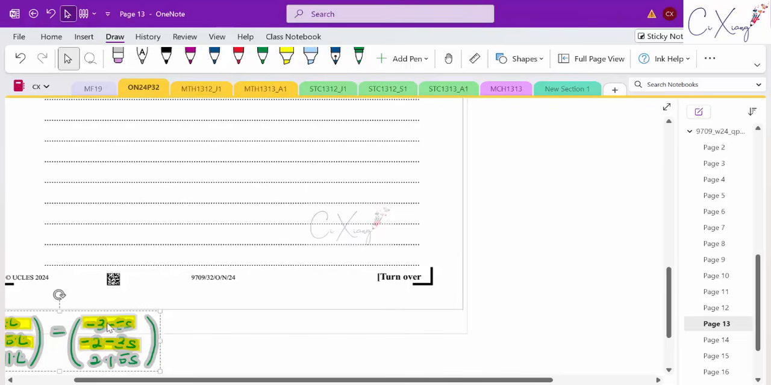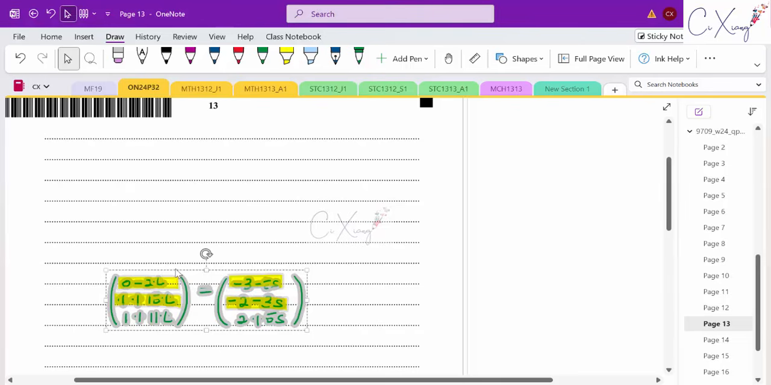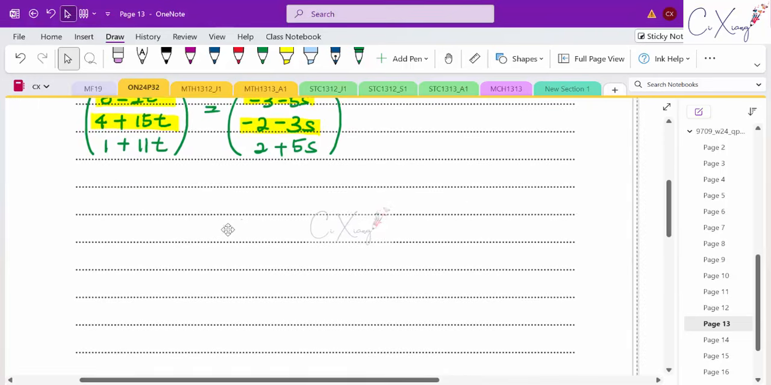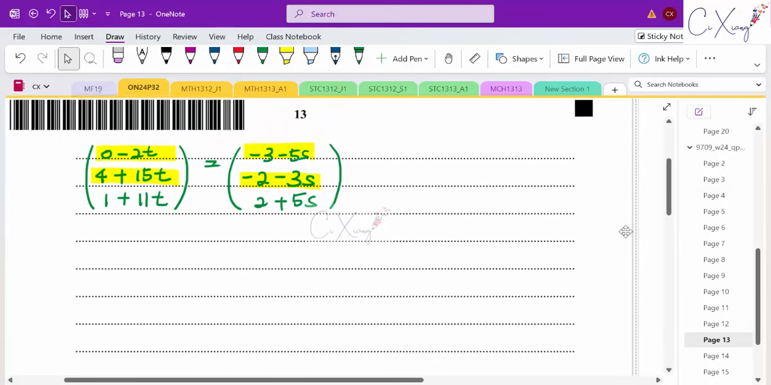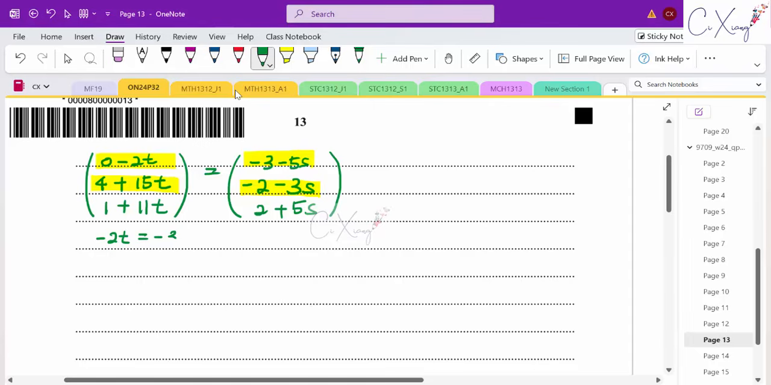Okay, so let's have a look. Continue from here. Then I copy it here so that it's easier for you to refer. Alright, so I want to solve the equation simultaneously. So I will let my first equation from this one. Okay, so negative 2t is equals to negative 3 minus 5s.